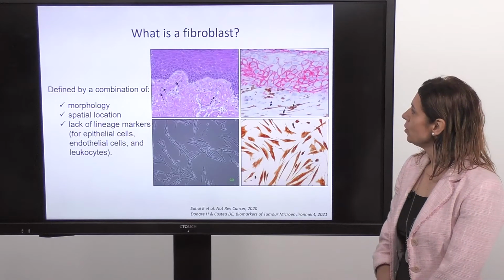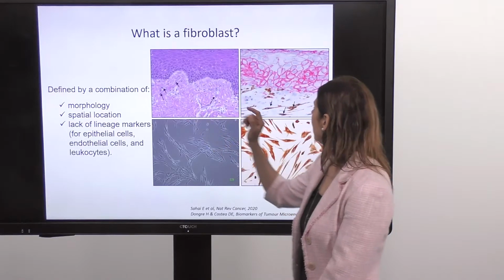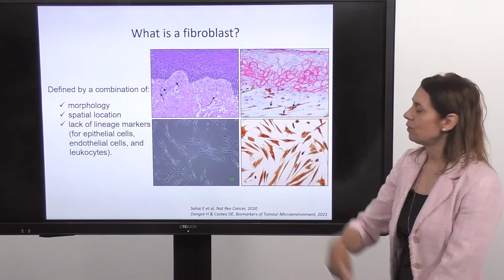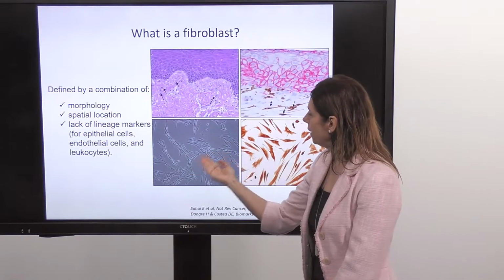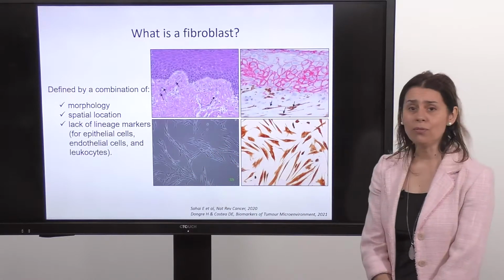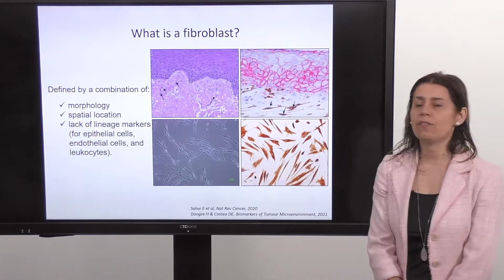Here I took some pictures from a normal human oral mucosa. You can see these are cells which are elongated, here depicted with vimentin. And we see them when we take them in culture. They have this fusiform shape, they are quite motile, and they usually express vimentin.